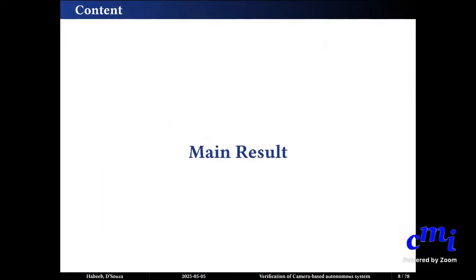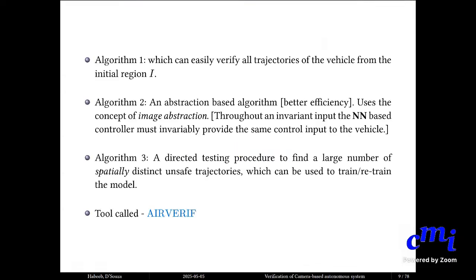So the main result of this paper, the one I'll be discussing today, is algorithm one, which is a simple algorithm they use to verify whether the trajectories which a neural network outputs are safe or not. Safe implies the vehicle doesn't crash or anything. Algorithm two solves the same problem, except it's efficient. It uses some sort of image abstraction technique to perform this task better.